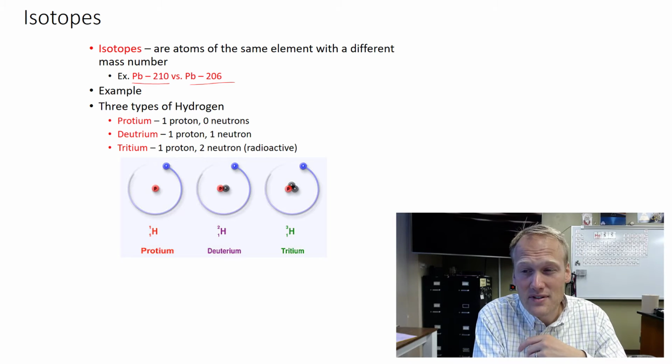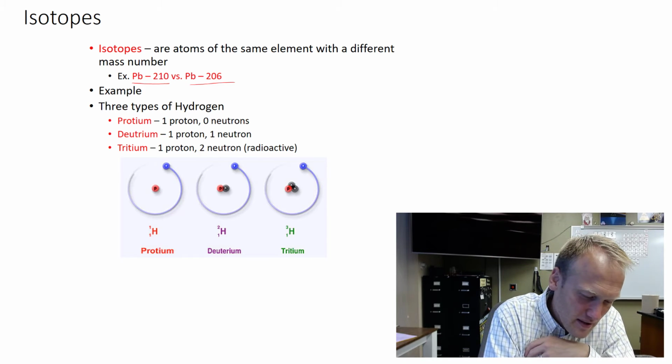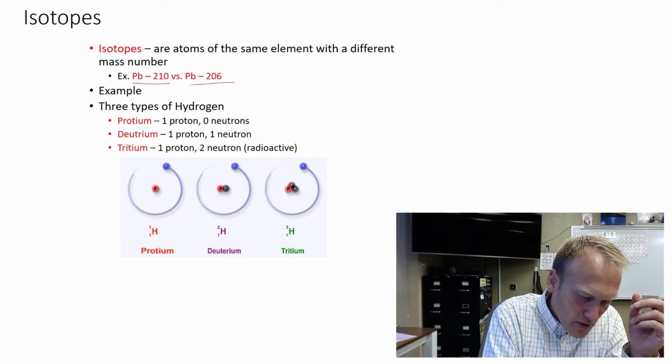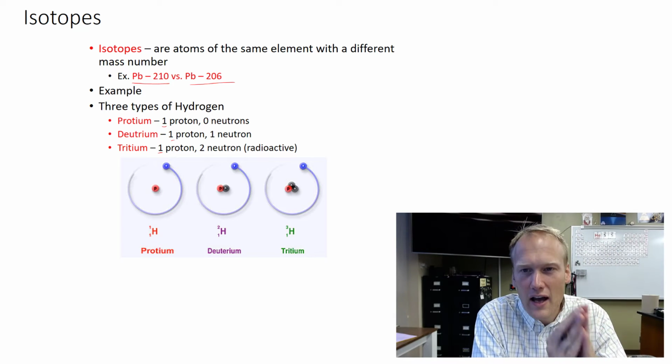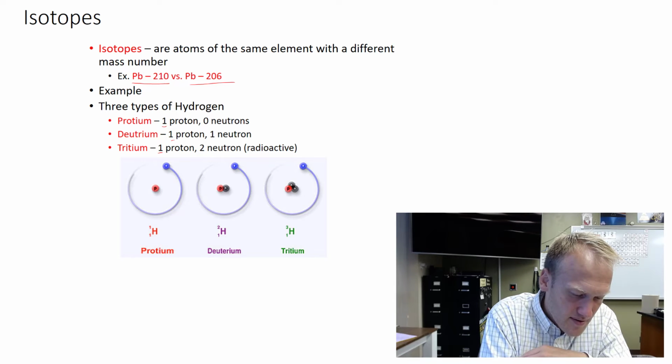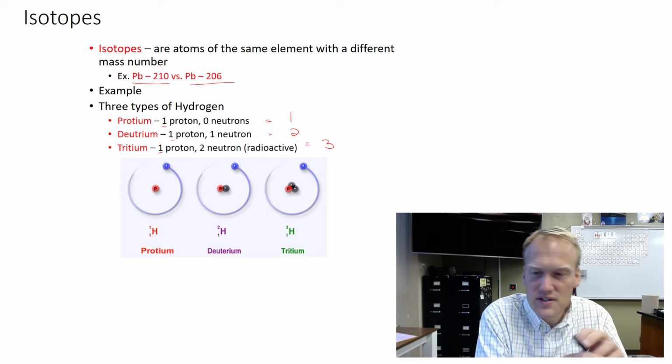The only way that two atoms of lead can have two different masses would be if the number of neutrons is changing. Let's look at these three examples of hydrogen. Protium, deuterium, and tritium are just proper names of isotopes of hydrogen. If you look, you have one proton for each. That is what makes them hydrogen. They all have one proton. But we are changing the number of neutrons, 0, 1, 2, and therefore that would change the mass number. 1 plus 0 is 1, 1 plus 1 is 2, and 1 plus 2 is 3.